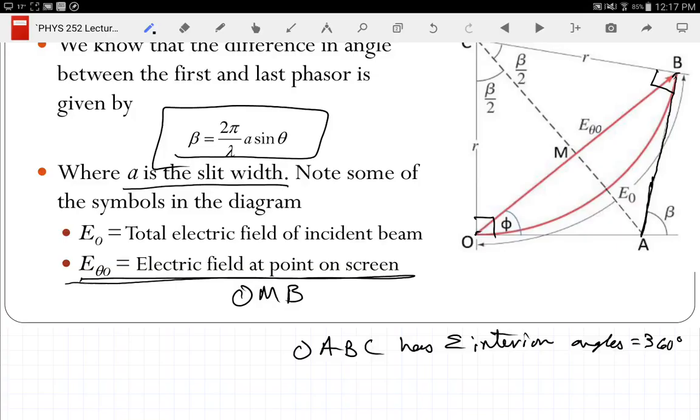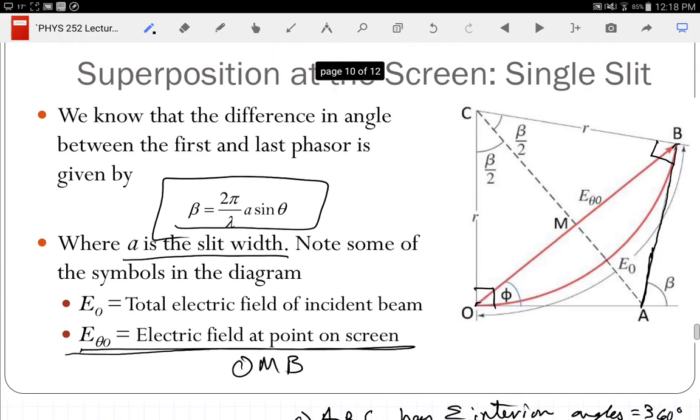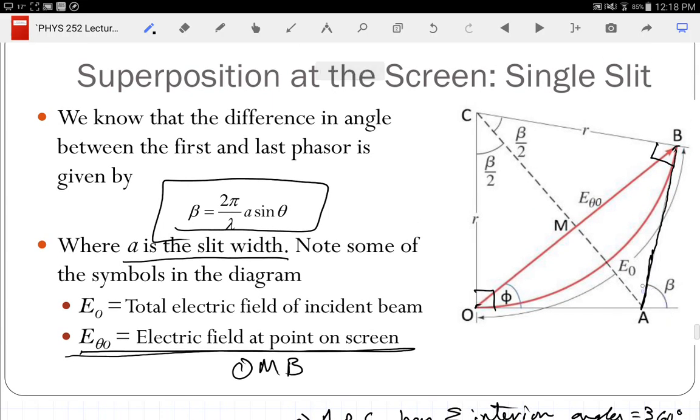Okay, so the sum of the interior angles has to be 360 degrees for a four-sided object. Now, if we look at what we have, if this angle here is beta, then by definition, this has to be the supplement, 180 degrees minus beta. These two angles are 90 degrees, so then I can calculate this full angle here, which I will call, for right now, alpha, just to give it a name.